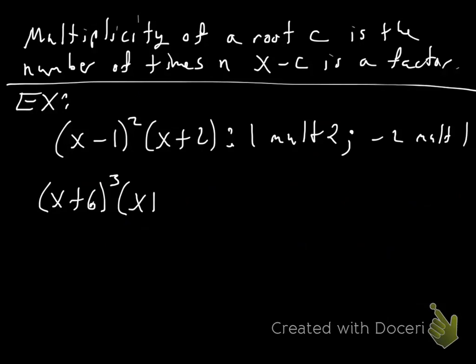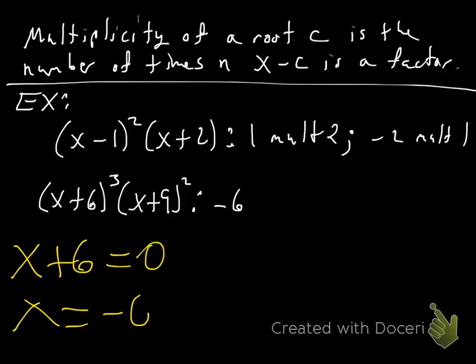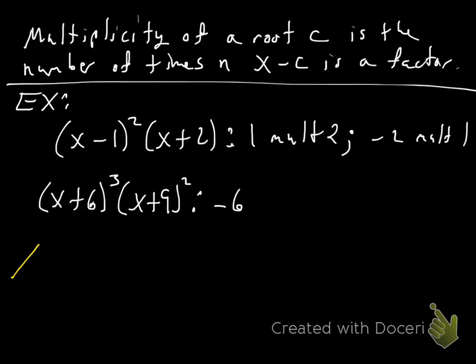Now for the second one here, x plus 6, you have a 3 here, so negative 6 is going to have multiplicity 3. So how we're getting the negatives here is we're solving, and then we'd have x plus 9 equals 0. So we're setting each factor equal to 0. Because of that exponent of 3, negative 6 has multiplicity 3. And because of the square on x plus 9, negative 9 has multiplicity 2.